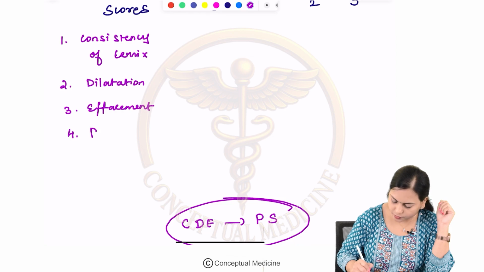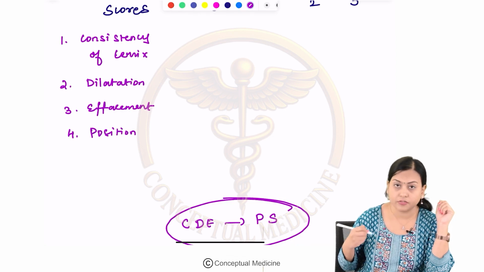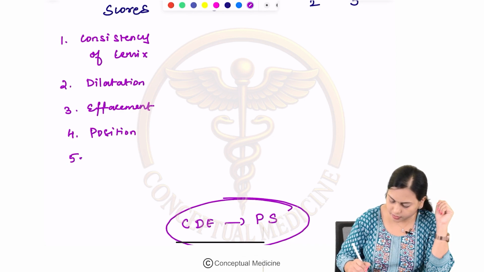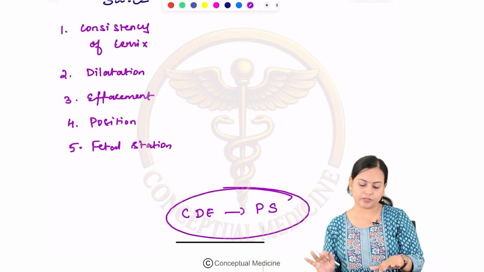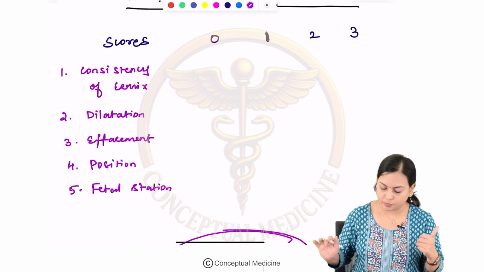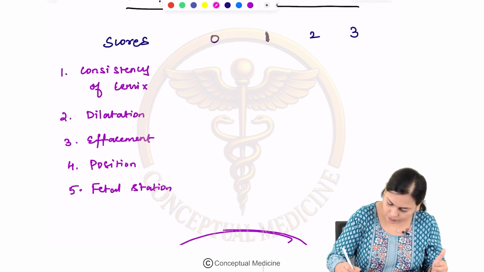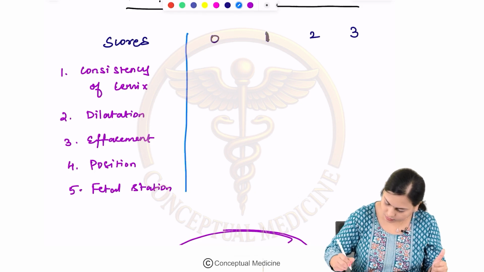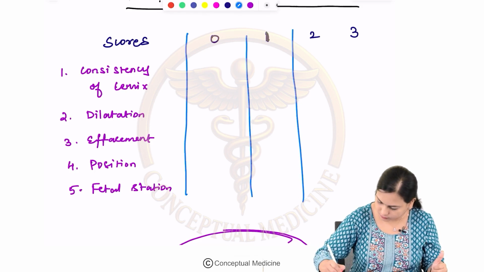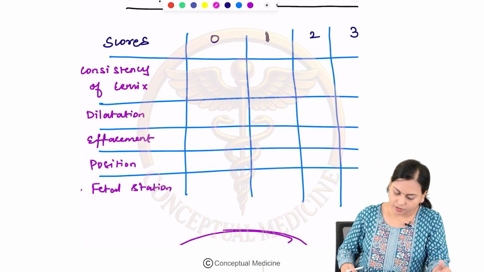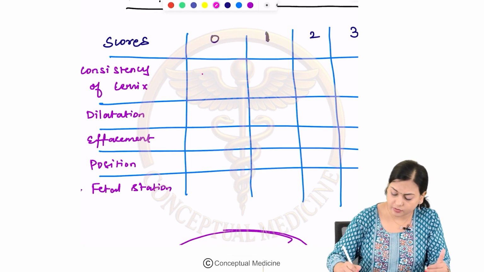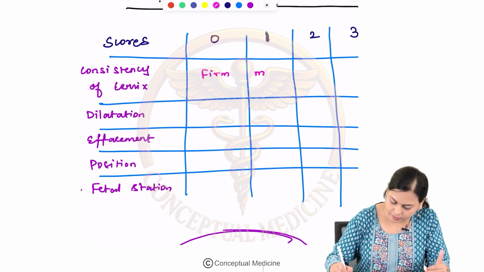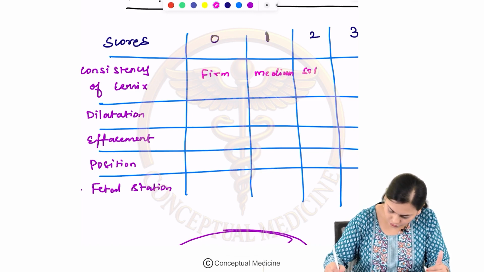Fourth factor is going to be position of the cervix, okay? And the fifth one is going to be the station, that is the fetal station. Okay. So, the first 4 factors are about the cervix and the last factor is about the fetus. Okay. So, we will see the values that are given. For consistency of the cervix, we have to see the consistency and name it as firm, medium and soft. Okay.